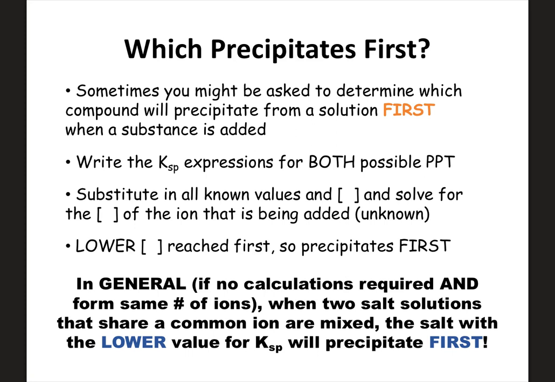Essentially, that's your unknown. And the idea here is that when you say which one will precipitate first, when you calculate these concentrations, you will obviously reach a lower concentration as you're adding a substance before you would reach the higher concentration. So the one with the lower concentration will precipitate out first. Typically here, we're going to have to do calculations, but if no calculations were required and the substances form the same number of ions when they dissolve, you can just look at the Ksp, and the one that has the lower Ksp will precipitate first. But like I said, typically we're going to have to show our work and show the process here, so we don't see that too often.